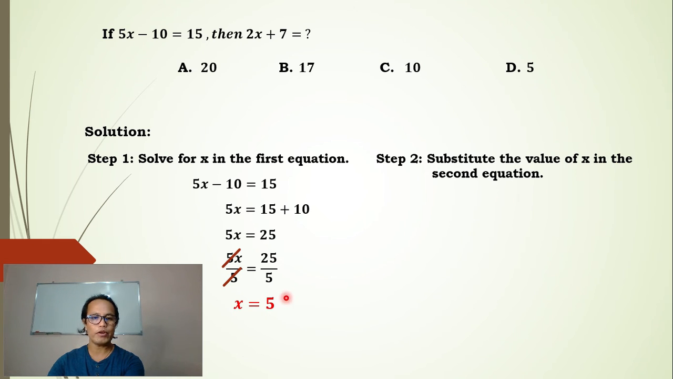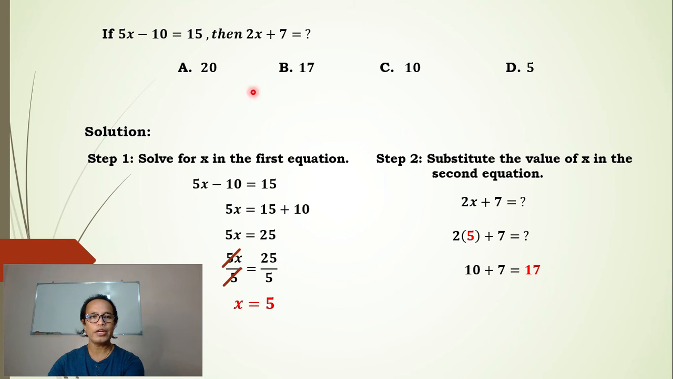So this is our value of x in the first equation. We substitute this value in the second equation, which is 2x plus 7 equals blank, to solve for the value of this equation. We substitute this value, so this becomes 2 times 5, because our x is 5, so instead of writing x here, we change that with 5. Then we have 2 times 5 is 10, plus 7 is, of course, 17.